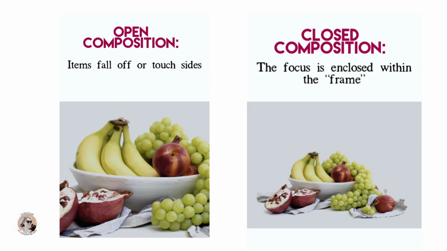Let's talk about different types of compositions. There are 2 types of compositions in which things either fall off the frame or the sides of your artwork, or they are enclosed within the frame of your artwork. In an open composition, the elements extend outside of the frame, so your eye kind of flows through it. In a closed composition, everything is enclosed within the frame.